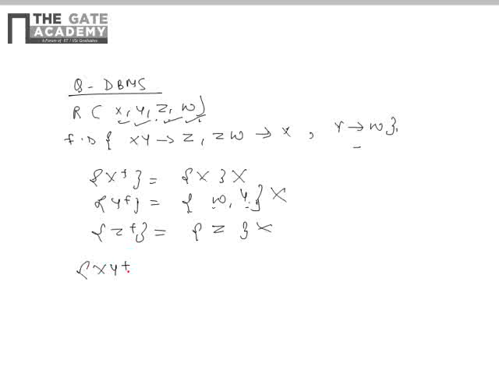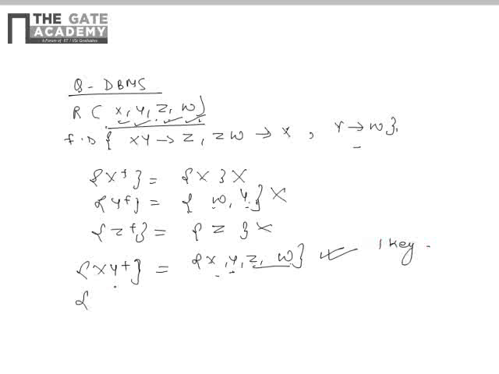Now check xy plus. xy determines z, so x, y, z. Now y determines w, so w. Now zw is a combination and determines x, which is already there. So all the variables are present in this closure, so this is our first key.